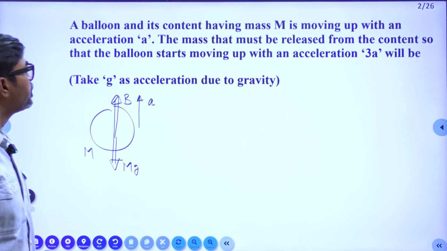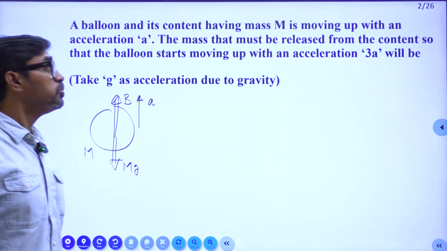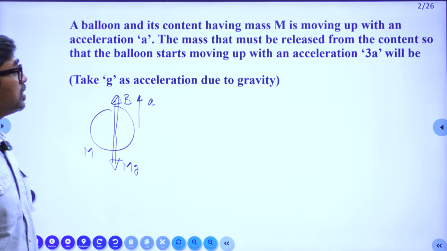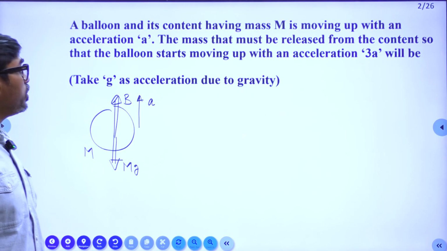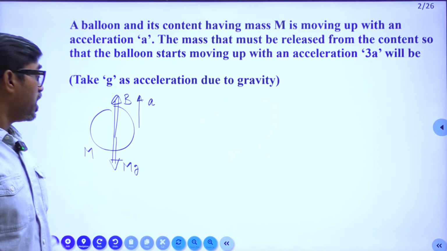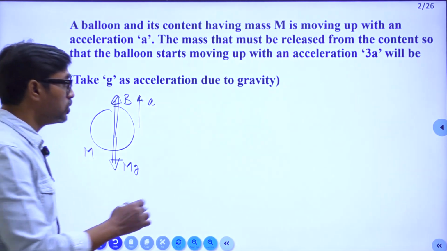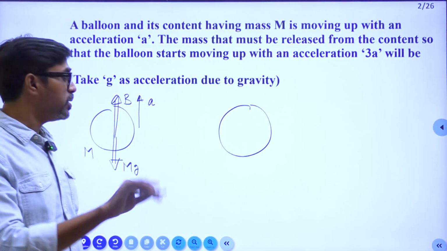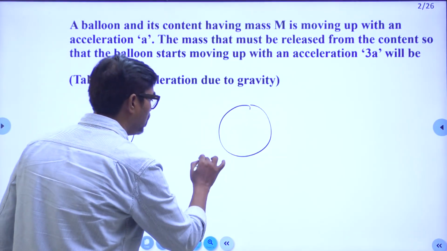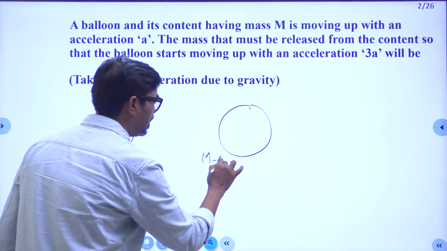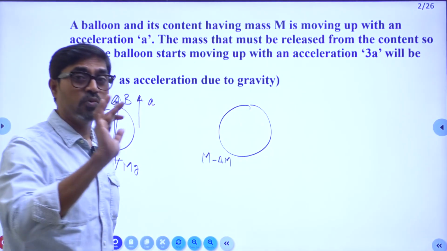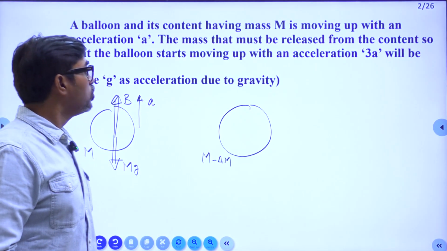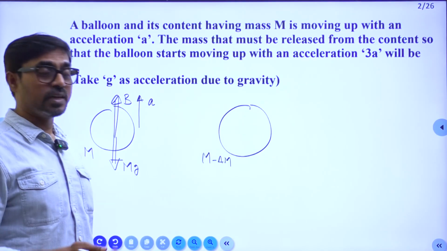That's the first statement. The mass that must be released from the content so that the balloon starts moving up with an acceleration 3a. So I'm going to remove certain mass out of it. The balloon size will be the same, but balloon load will be reduced, and so the mass will reduce. Let's say delta m is the mass that I'm going to remove. Because of that, the balloon mass has become M minus delta m.